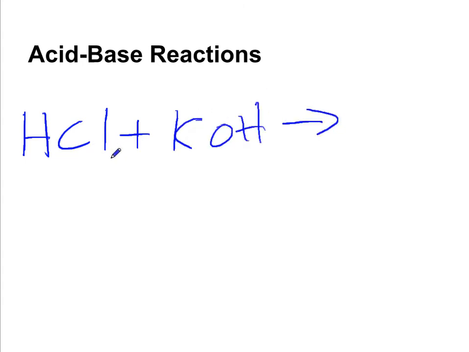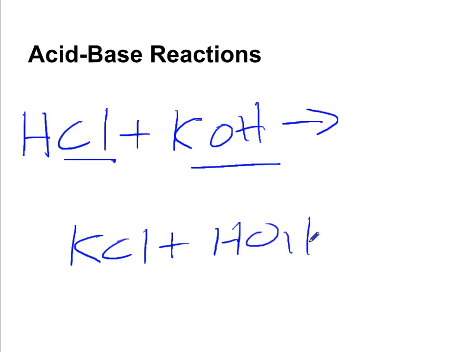It's going to act just like a double replacement reaction. Chlorine is going to switch with the hydroxide ion. Both of those have a -1 charge. So we end up with KCl on the product side, and our other product is going to be HOH, or if you want to write it differently, H2O, water.